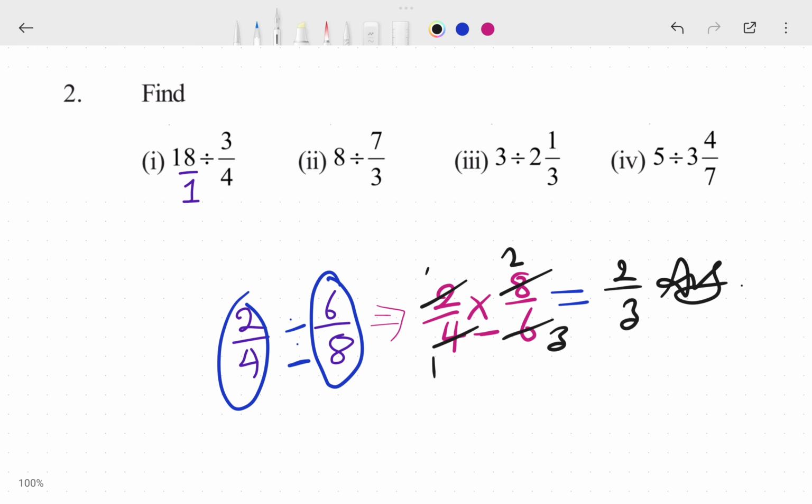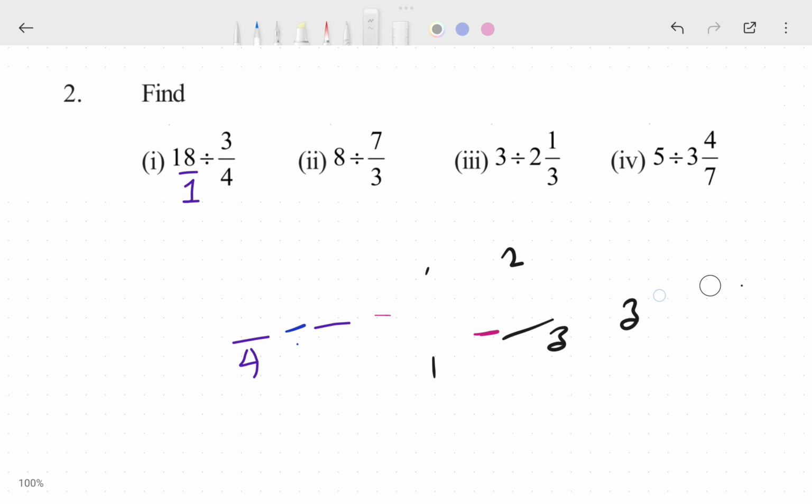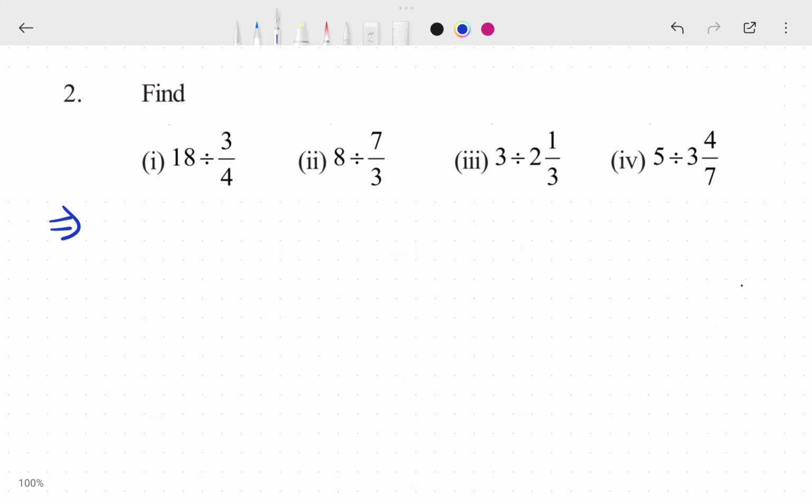Okay, so let's find the answer to this question. This is our first question here. Let me find the answer of this question, then we can go on. So I'm going to solve this question. 18 always has 1 under it, so don't worry about it, I will write 18 over 1.